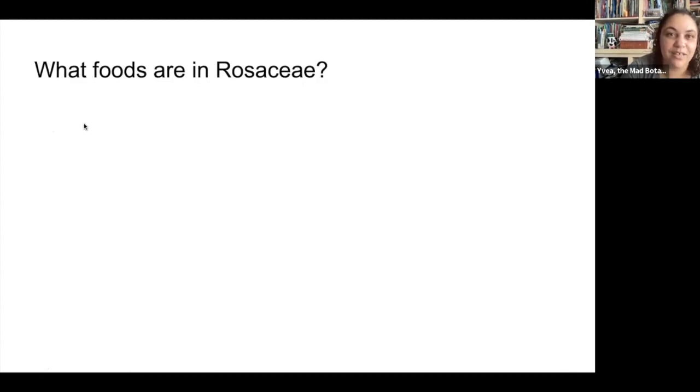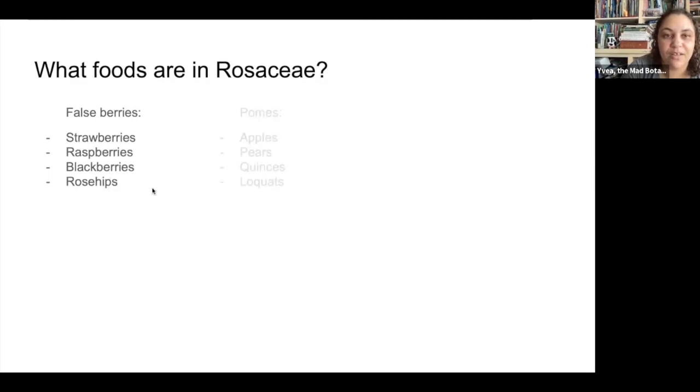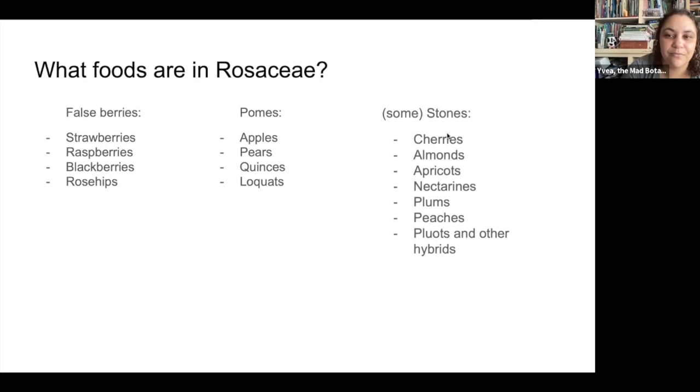Y'all ready to find out? Okay, we've got, oh, wait, did I miss? Yep, plums. So we've got false berries, which are our strawberries, raspberries, blackberries, rosehips. We've got our pomes, which are our apples, pears, quinces, loquats. And we have some stones, which are cherries, almonds, apricots, nectarines, plums, peaches, and pluots, and other fun hybrids. That's a lot of fruit. That's a lot. So these are some of the ones that we have. And we'll go into a bit more detail about what each of these mean.